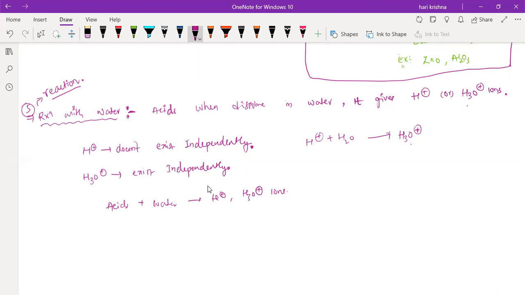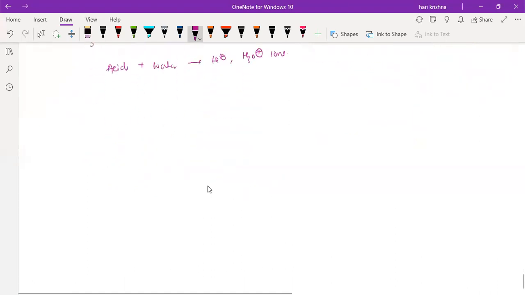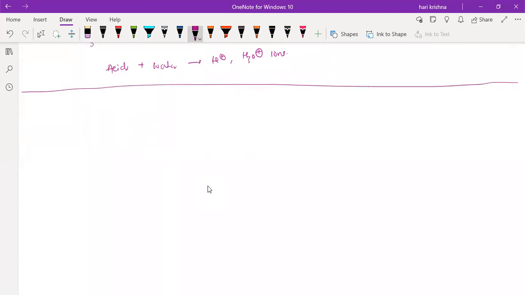Yes, sir. Clear. Next, properties of the base. First, tell me what are the physical properties of the base? The base is bitter in taste.